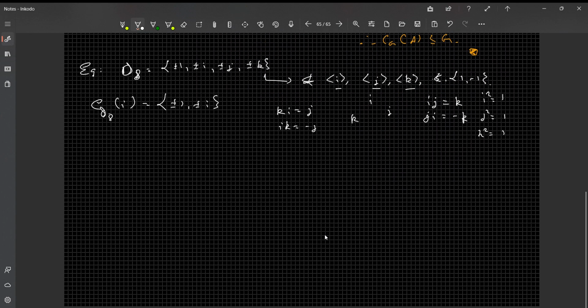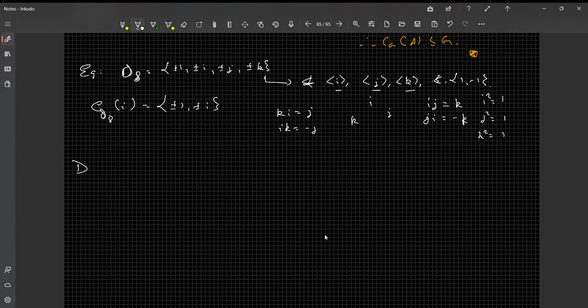Okay, so let us move to the next definition. Let me define the center of a group. We denote it as Z(G). Z(G) is defined as all those elements small g in capital G such that g a equals a g for all a in G.